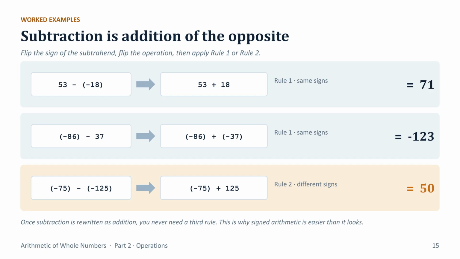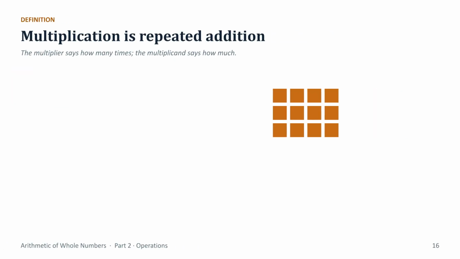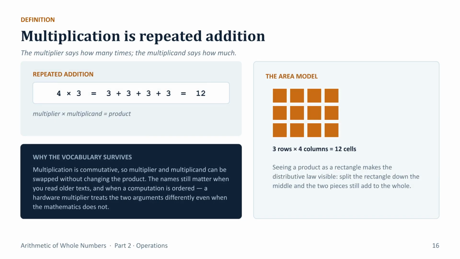Subtraction can be simplified by treating it as the addition of the opposite number. By flipping the sign of the subtrahend and changing the operation, you can apply your standard addition rules every time. Multiplication is simply repeated addition. While the commutative property allows us to swap operands, understanding the area model for multiplication is vital, as it makes the distributive law clear and visually intuitive.